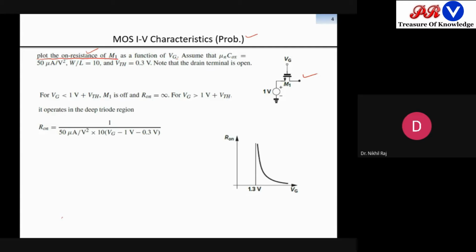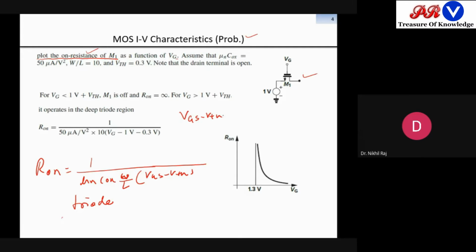Now what is on resistance? On resistance is nothing but, we remember, it is given by 1 by mu n Cox W by L (VGS minus VTH), and it was the case when there was a triode region of operation. Fine. So in order to calculate the on resistance, what should be the condition? It should be in the triode region. This means my VGS minus VTH should be greater than VDS.